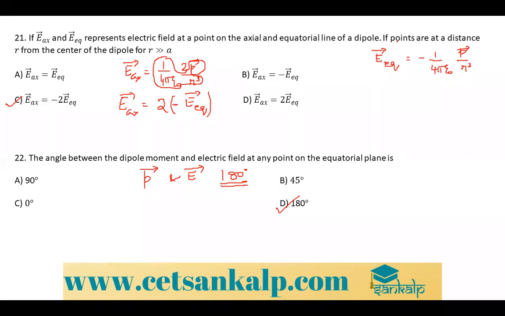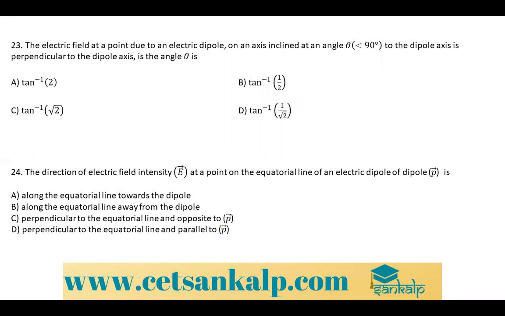So I think we are done with these two problems, right? Fine. So the next problem: the electric field at a point due to an electric dipole on an axis inclined at an angle theta to the dipole axis is perpendicular to the dipole axis if the angle theta is. Okay, we are going to consider an electric dipole.